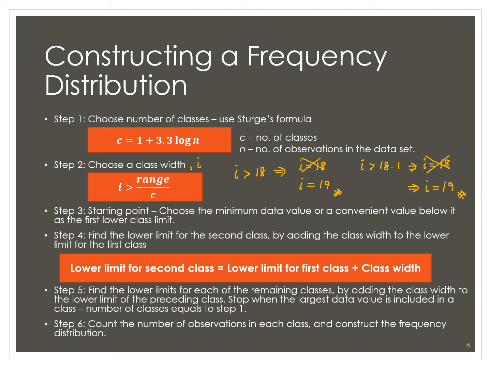Step 4, find the lower limit for the second class by adding the class width to the lower limit of the first class. We will see about that soon. Step 5, find the lower limits for each of the remaining classes by adding the class width to the lower limit of the preceding class. Stop when the largest data value is included in a class. Then count the number of observations in each class and construct the frequency distribution.